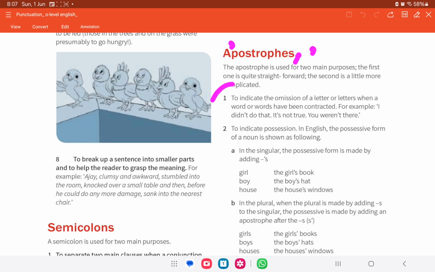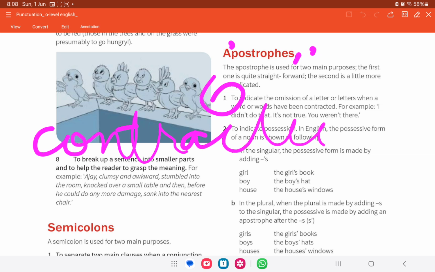Now first of all, let's talk about the first use. First use is making contractions. Now what is meant by the word contraction? Contraction means to shorten something or to change something into spoken form. Contract means to make it short.